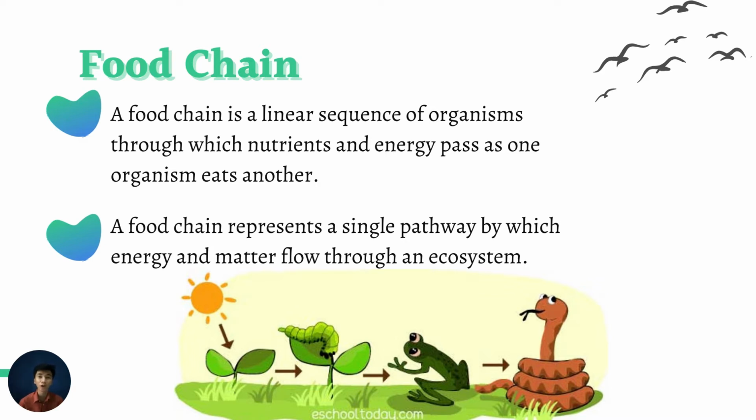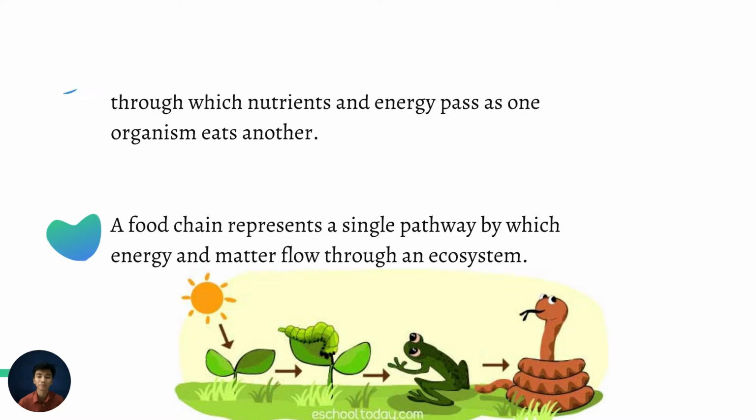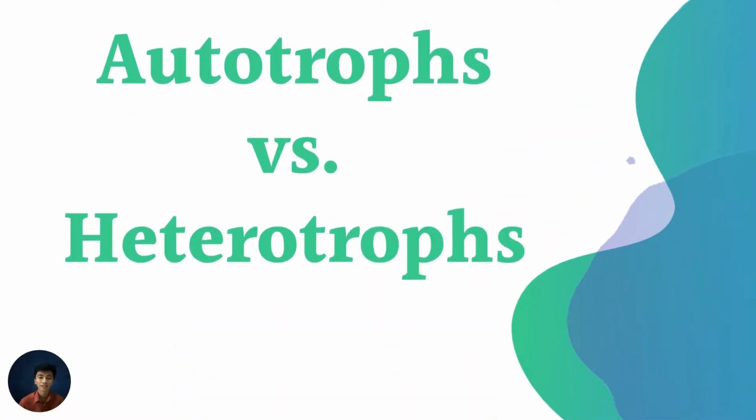Another definition, according to Britannica: a food chain is the sequence of transfer of matter and energy in the form of food from organism to organism. You hear the words organism to organism. In a food chain, there are different organisms involved. These are the autotrophs and heterotrophs.